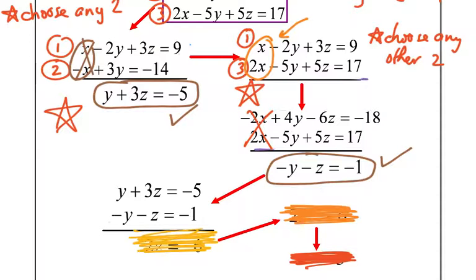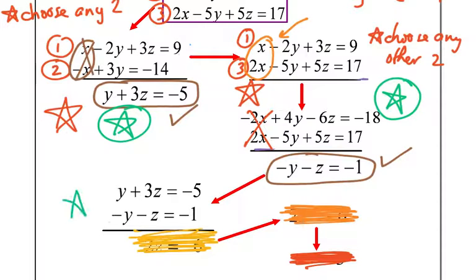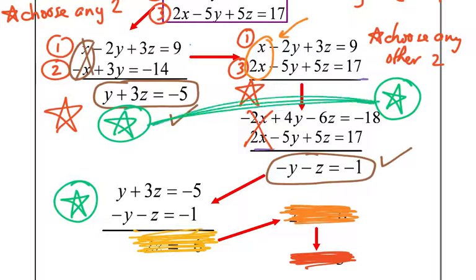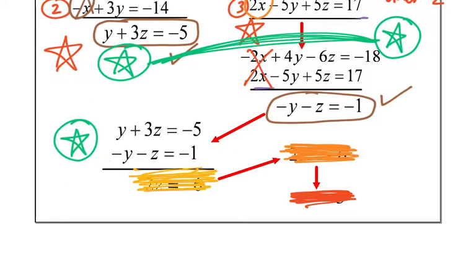We do the first one over here to eliminate one variable. We do the second one over here to eliminate the same variable but with 2 other equations. And then we take our 2 answers and we do elimination one more time. But always make sure in these first 2 instances that you're getting rid of the same variable.